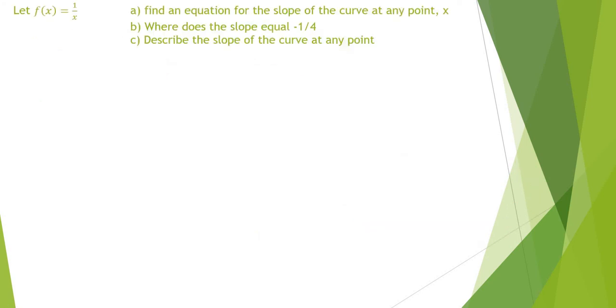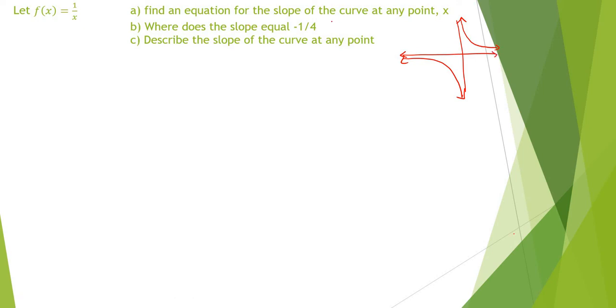We're going to do 2 more examples. f of x is 1 over x. Find an equation for the slope of the curve at any point x. Where does the slope equal negative 1/4? And describe the slope of the curve at any point. Again, if I can without too much trouble, I like to draw a sketch because it makes it easier for me to look at things. Okay, so there's my sketch.